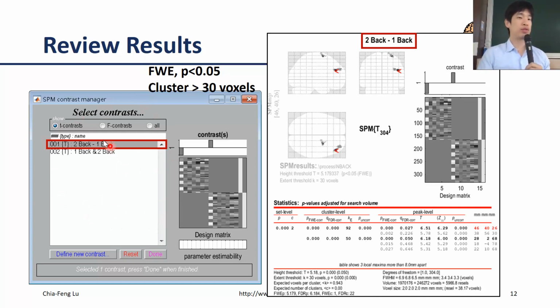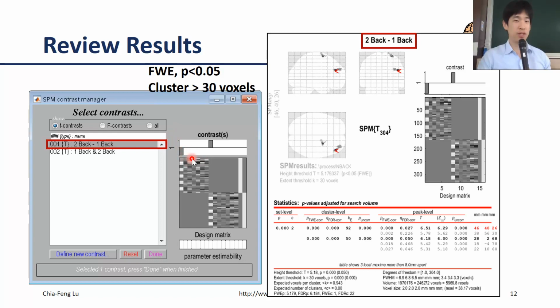And then you will see the contrast manager again. But now you may have the chance to compare the two back with the one back, if you pool both sections together. For example, I can construct a contrast called two back minus one back. What we are going to do is I will set the parameter value to be -1 for the first column, because I want two back minus one back, right? So this one would be -1.